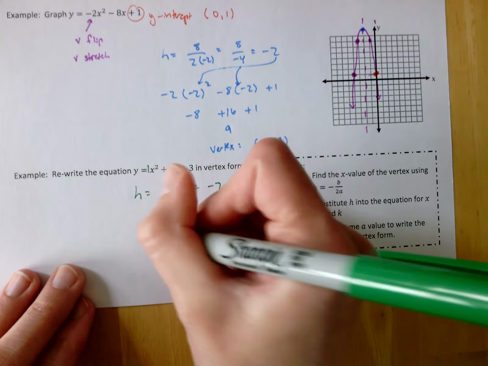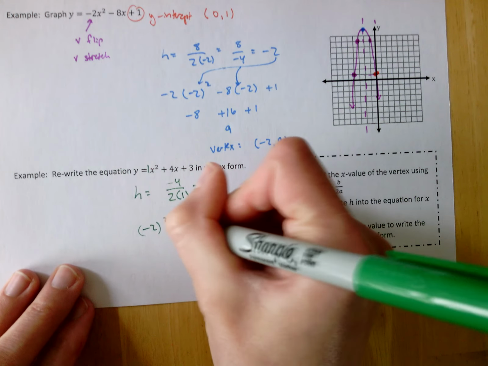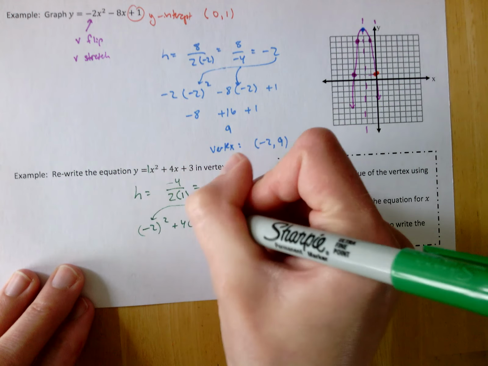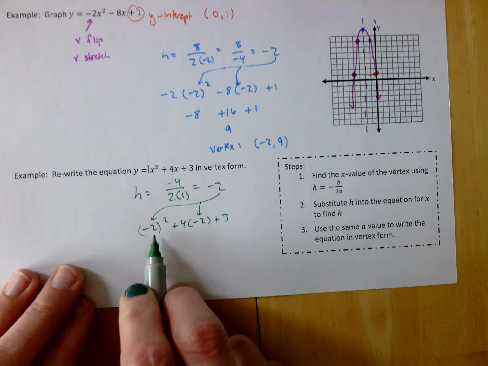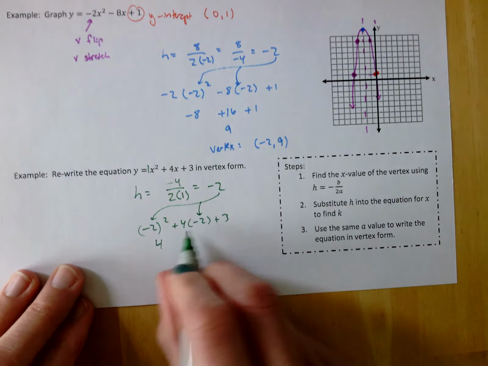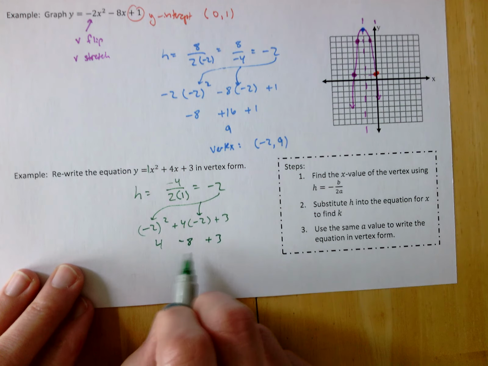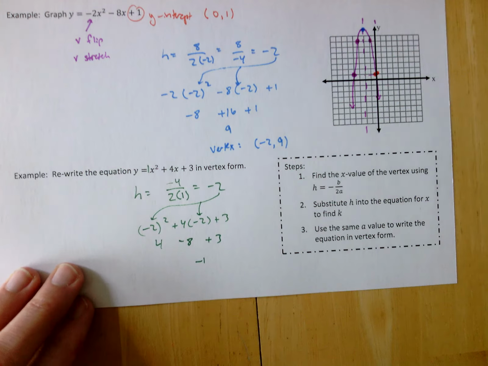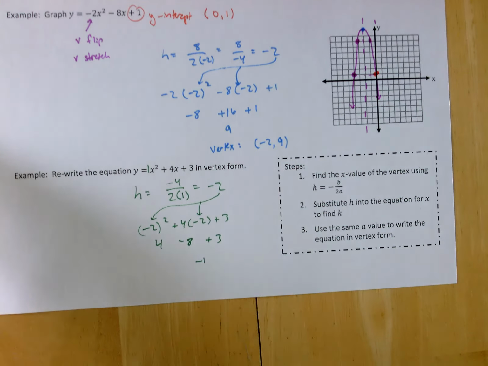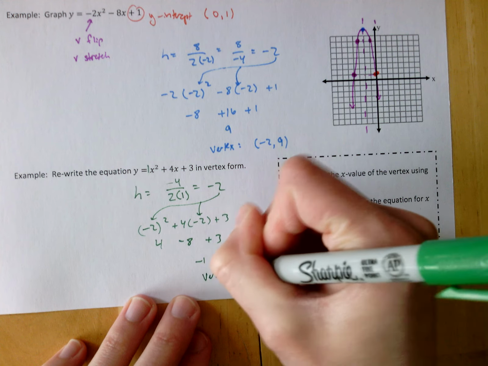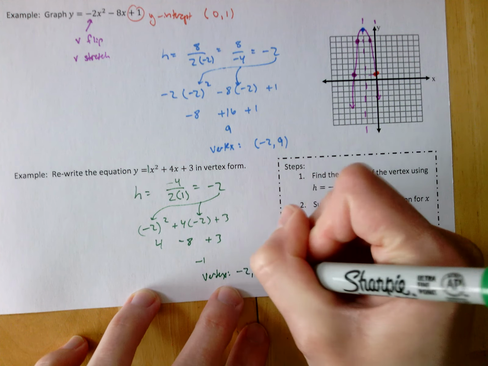Plugging that back in, I'm going to get negative 2 squared plus 4 times negative 2 plus 3. So negative 2 squared, positive 4. 4 times negative 2, negative 8, plus 3. So that's going to be negative 1, right? Okay, so then I have my vertex here. So my vertex is negative 2, negative 1.